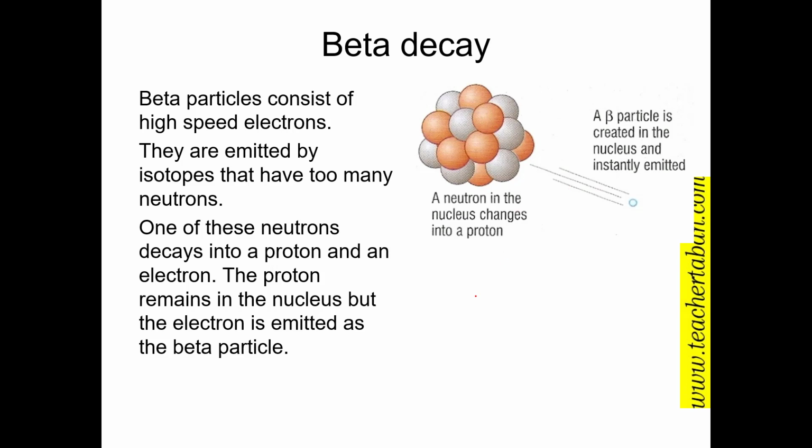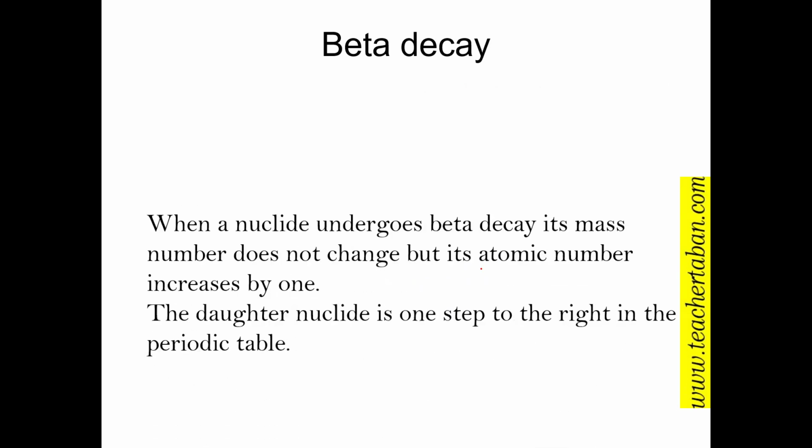In other words, if we have 7 protons in the nucleus of an atom, and one neutron decays, it forms 1 proton and 1 electron. So this electron simply goes away as a beta particle. And since the number of protons has increased, it means that that element in the periodic table shifts to the right. This is what I mean.